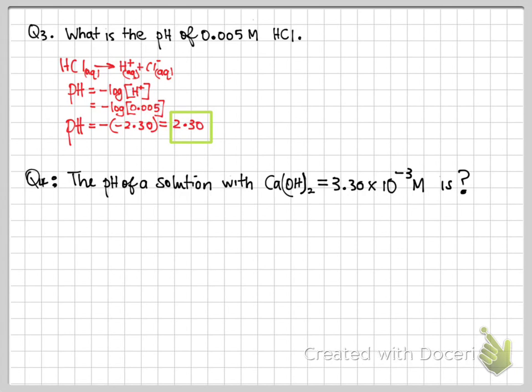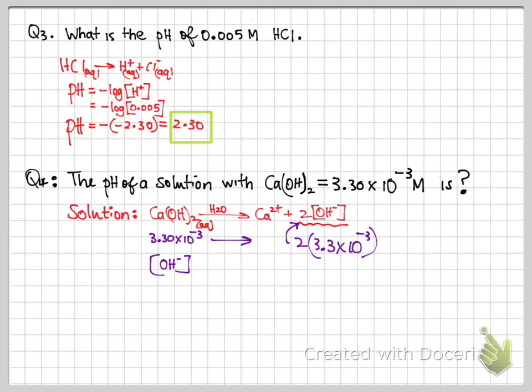Now let's have a look at question number 4. We get to find the pH of calcium hydroxide solution. You're given the concentration. This is a bit more tricky because you've got 2 moles of OH minus. We'll have a look at the solution and then try and explain the solution. Calcium hydroxide will ionize into calcium 2 plus and 2 OH minus. Remember, it's 2 OH minus that forms. So this means that from 3.3 times 10 to the minus 3 molar of calcium hydroxide, you're going to form 2 times 3.3 times 10 to the minus 3. That's based on the reaction stoichiometry.